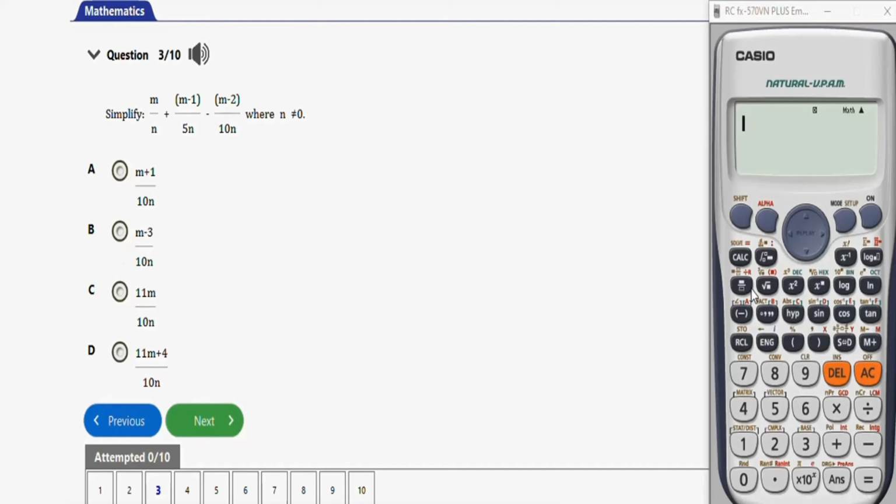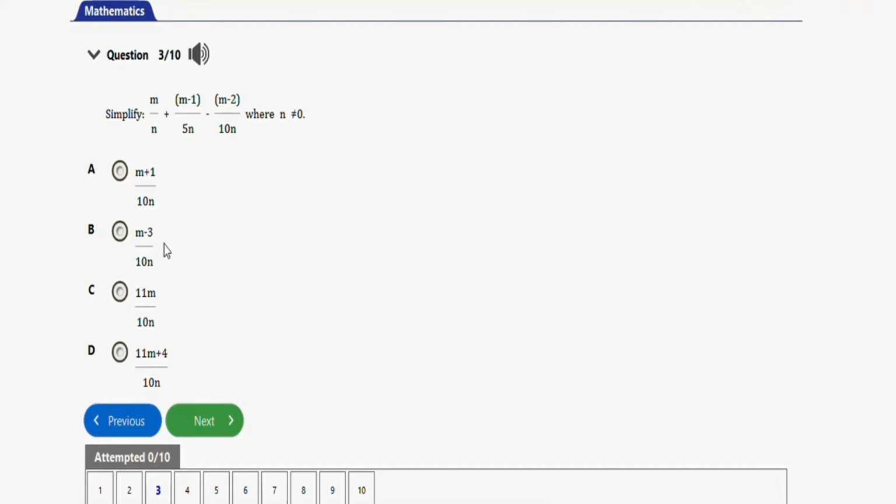Let's verify. So we have 11, our m is x over, then our n is y. This will give us 11 over 10. You see, the right option is option C, 11 over 10. That's 11m over 10n. So it's as simple as this, guys. That's it for question 2.